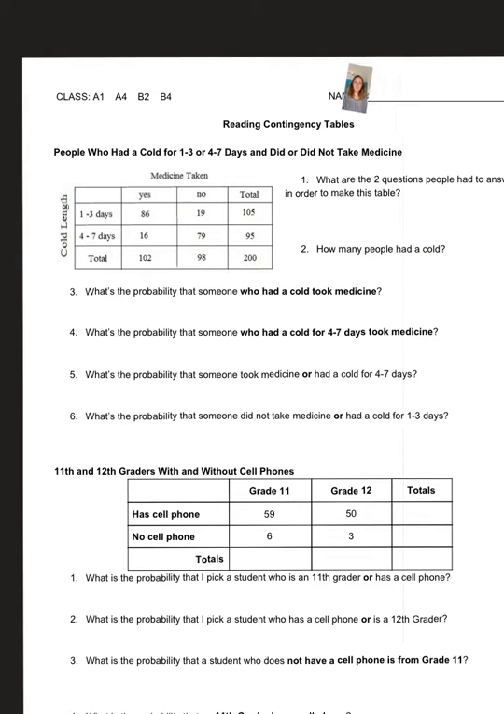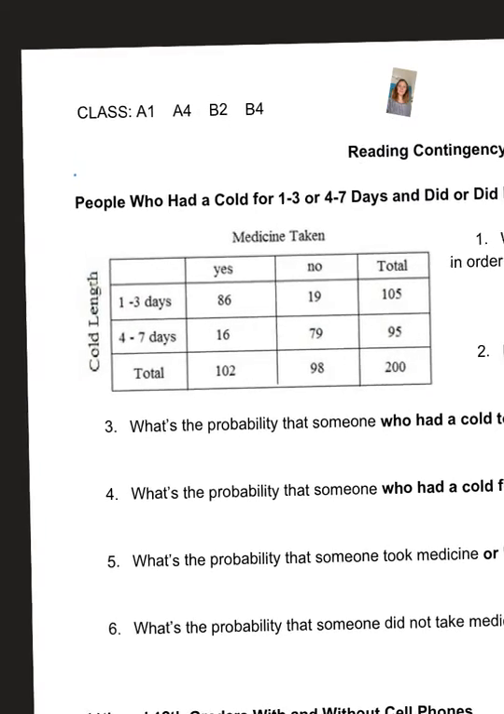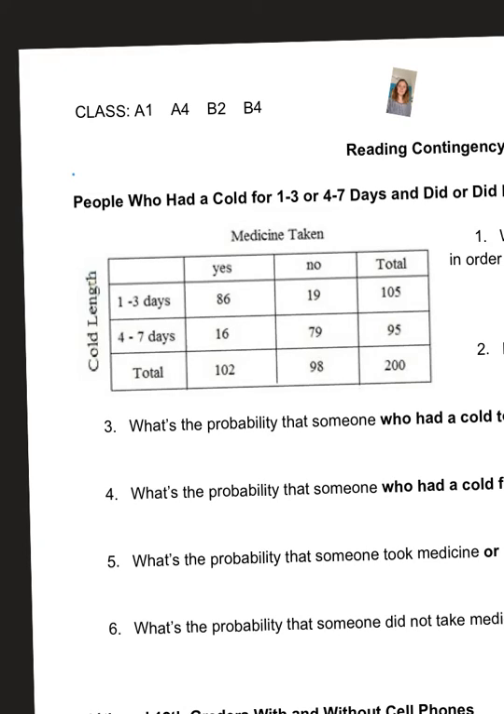All right, so I'm going to put tiny me up here. Okay, so what we're learning today is called contingency tables. A contingency table is a way to compare the relationship between two separate variables. In this table, the one right here, you can see that we have two categorical variables. We have medicine taken and we have cold length.